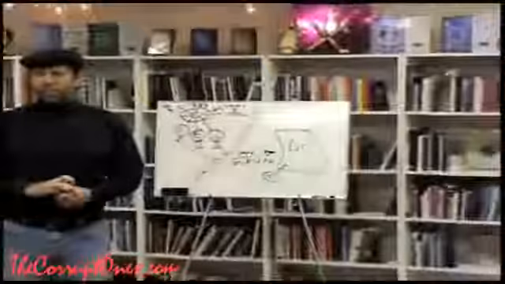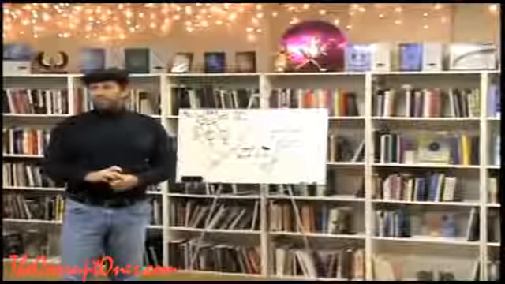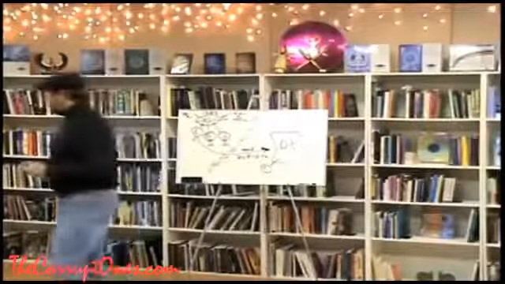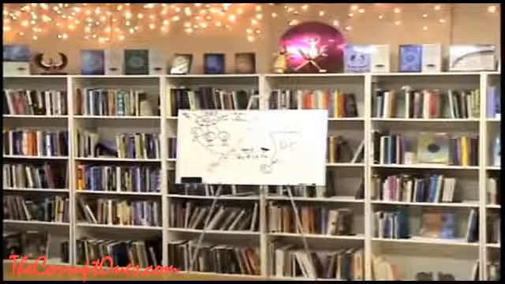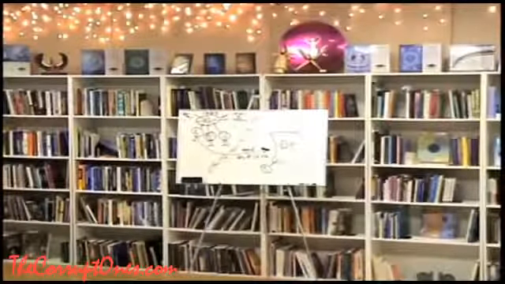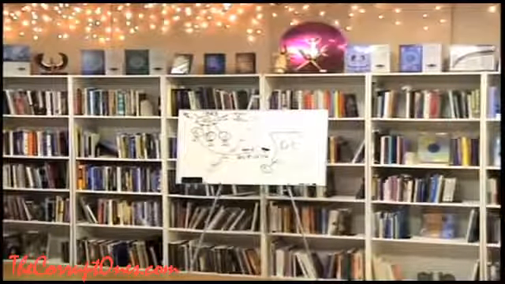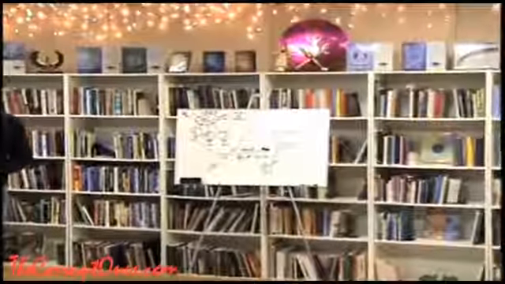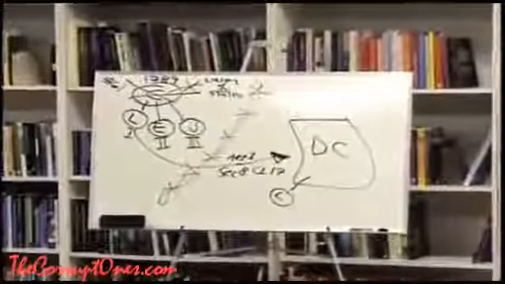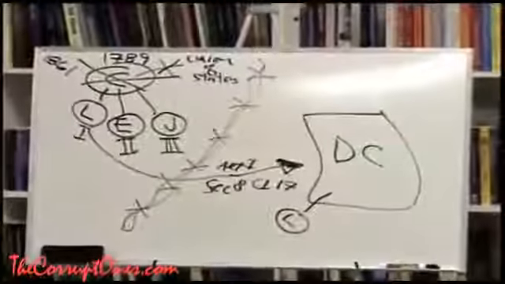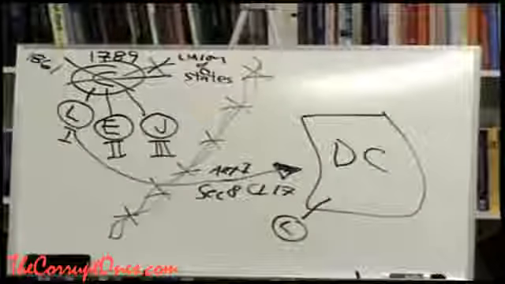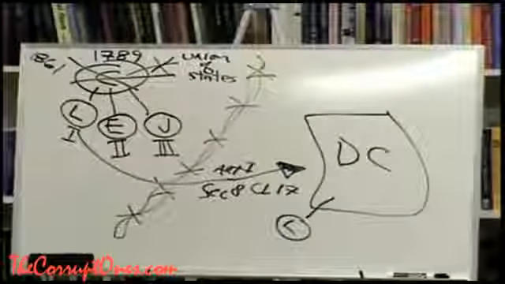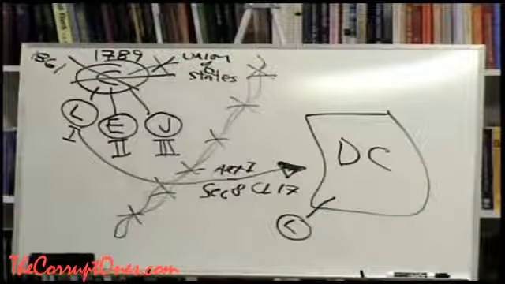To exercise exclusive legislation in all cases whatsoever over such district, not exceeding 10 miles square, as may, by cession of particular states and the acceptance of Congress, become the seat of the government of the United States, and to exercise like authority over all places purchased by the consent of the legislature of the state in which the same shall be, for the erection of forts, magazines, arsenals, dockyards, and other needful buildings. So they have 100% authority over such district not exceeding 10 miles square. Complete.